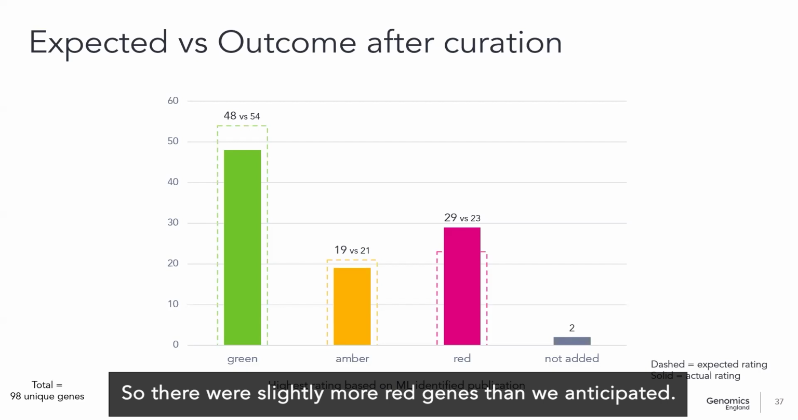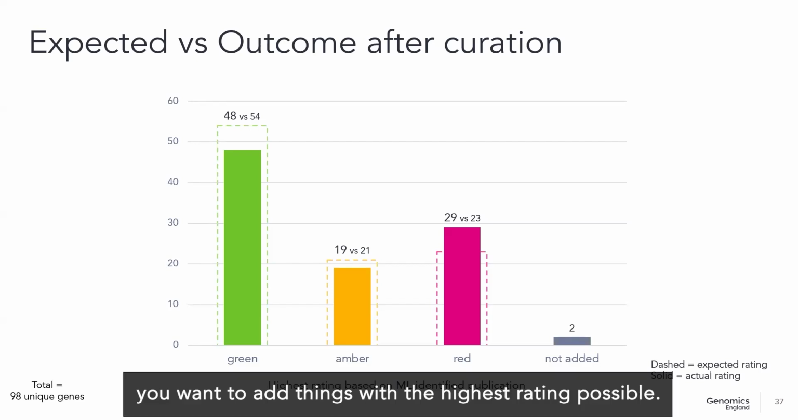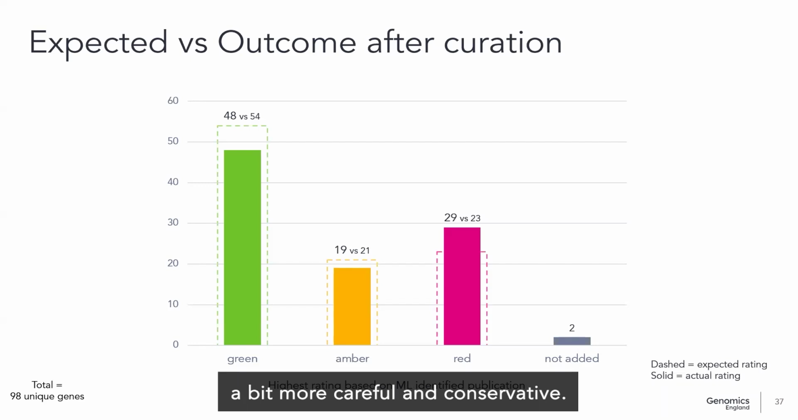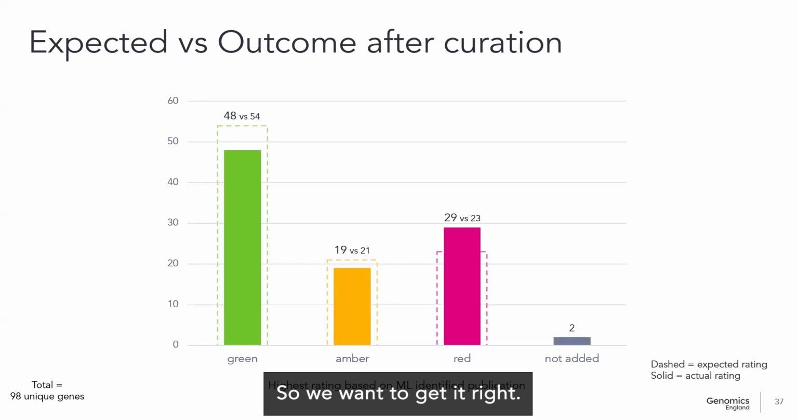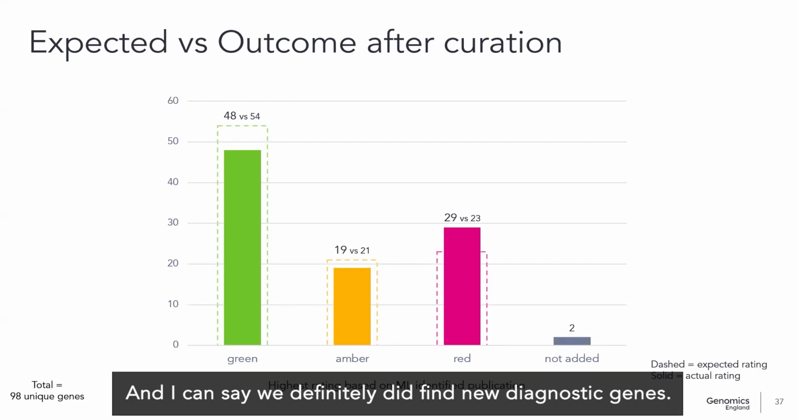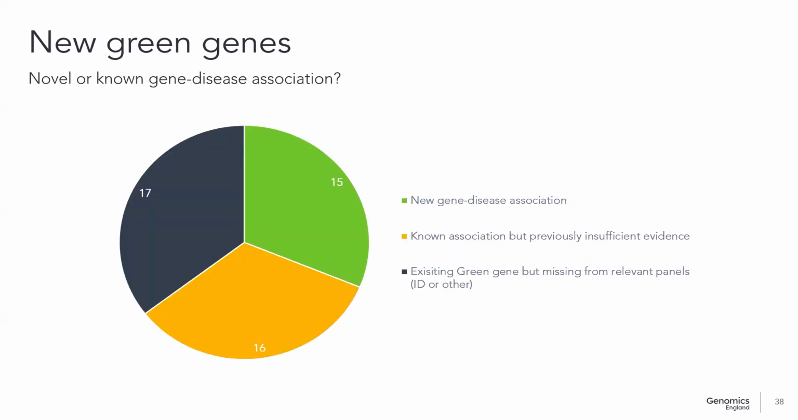There were slightly more red genes than we anticipated, but this is probably expected. In the first pass check, you want to add things with the highest rating possible. But when you're actually curating, you're probably a bit more careful and conservative because our decisions do impact patient analysis, so we want to get it right. But overall, our estimates were pretty accurate, and we definitely did find new diagnostic genes. So that is very exciting.